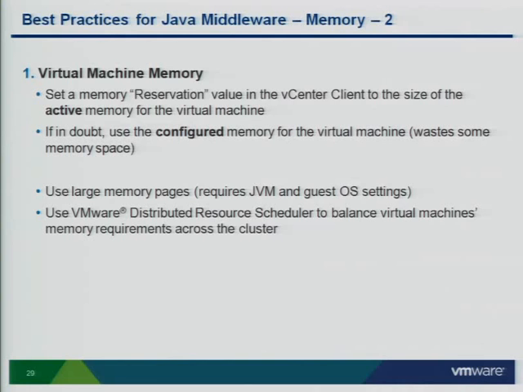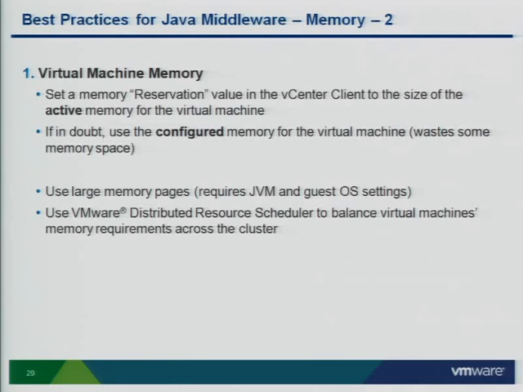So if you're good at measuring the active memory under load, under spike load of your JVM, then find that number and set the reservation for that virtual machine to that active memory level. That's the absolutely correct, absolutely no waste approach to configuring memory.